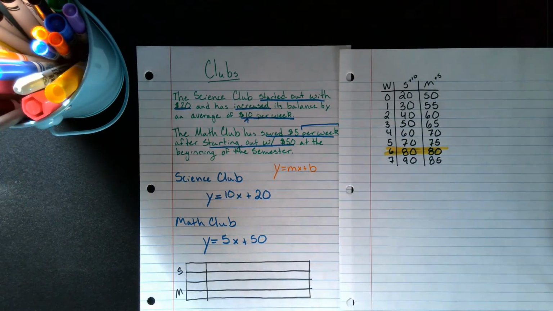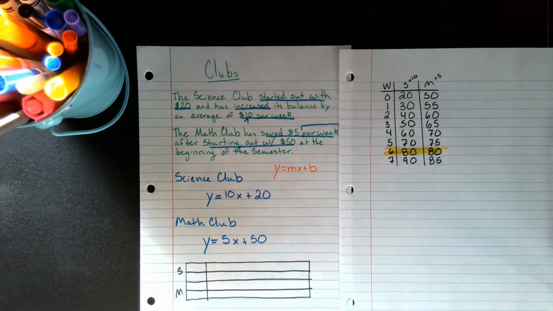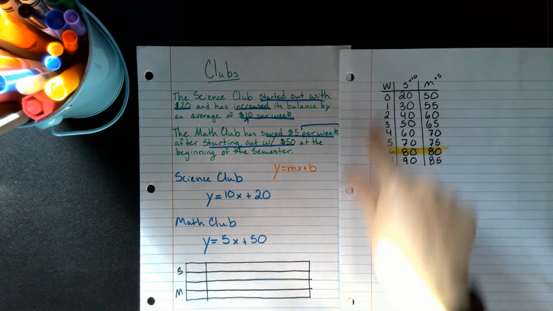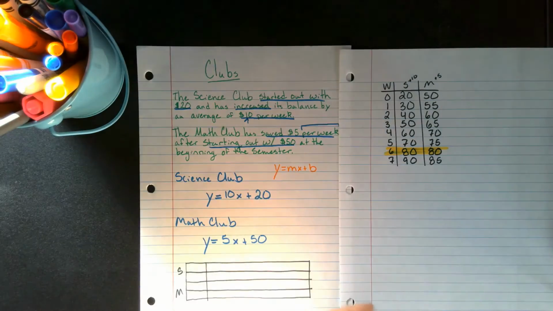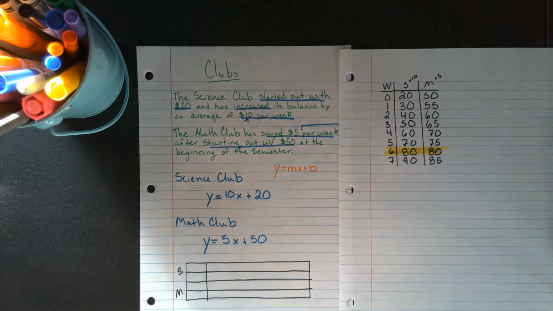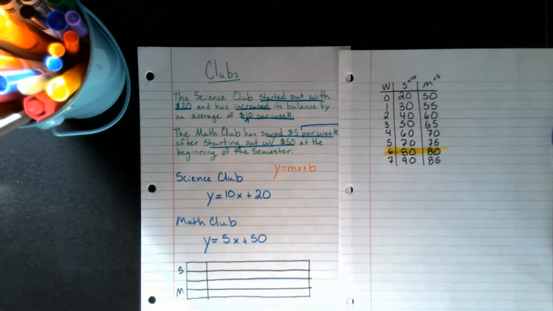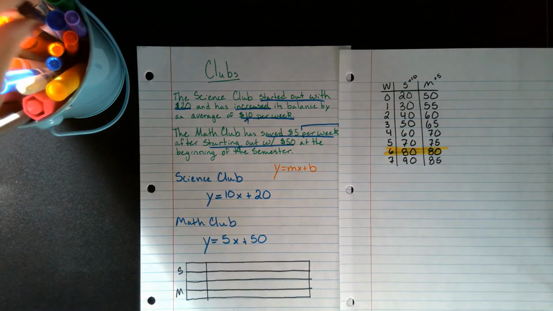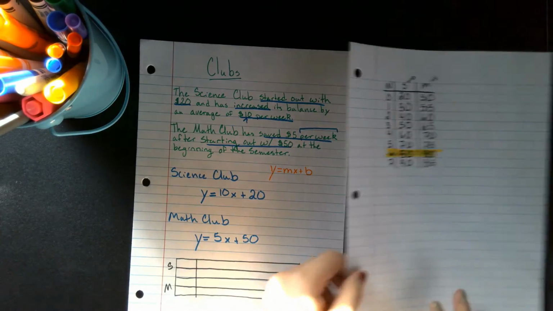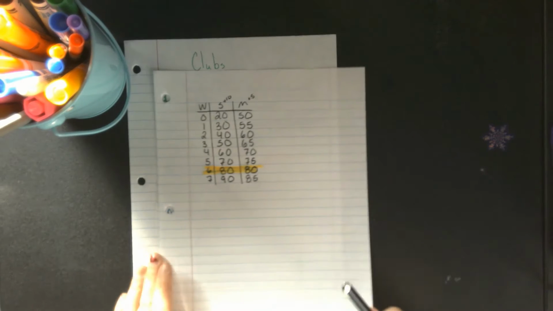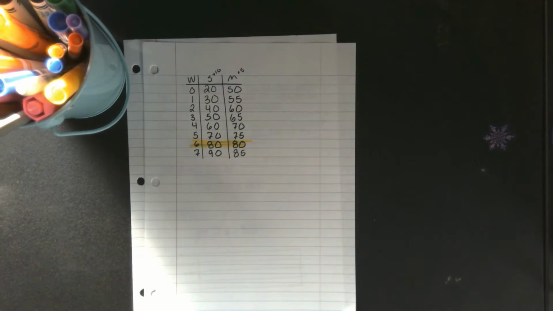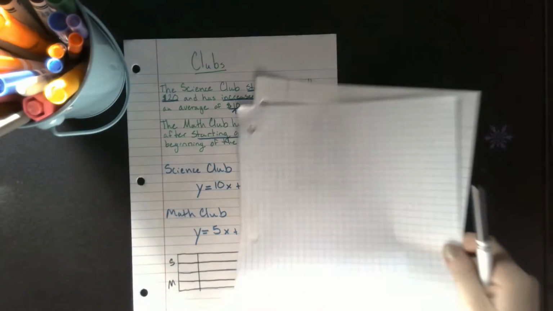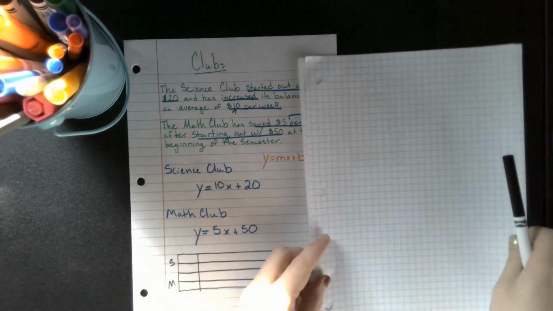On the 6th week, they both have $80. Now, this table method won't always work because sometimes it could be week 200. Do you really want to write out 200 weeks? Probably not a great idea. So, I'm going to show you how to do it with a graph. And then at the very end, I'm going to show you how to do it with equations. So hang on tight. Stick around for me. I know this might be a little longer video.